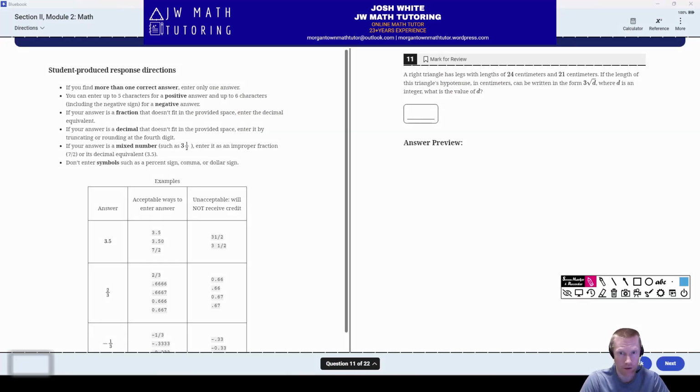All right, next up we have question number 11. Here we have a right triangle. It has legs of 24 and 21. The hypotenuse is 3 root d. So what is the value of d?